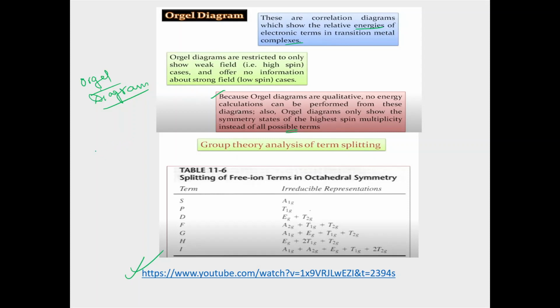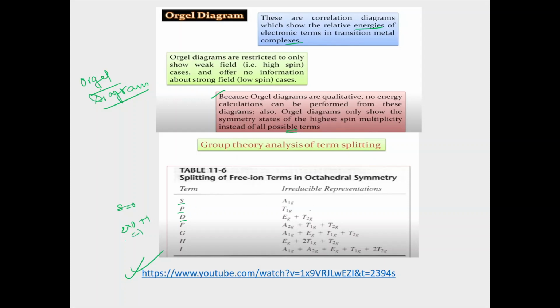Okay, so if we are getting S as the term, then the irreducible representation of that in octahedral symmetry will be A1g. If it's P, it's T1g. If it's D, it's Eg plus T2g. So actually S means L is 0, so the number of states will be 2 into 0 plus 1. So it's 1. A1g is coming.